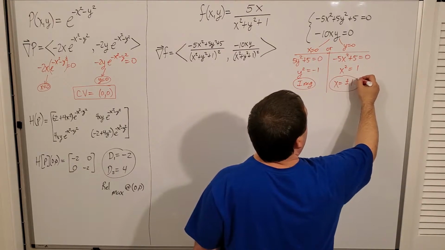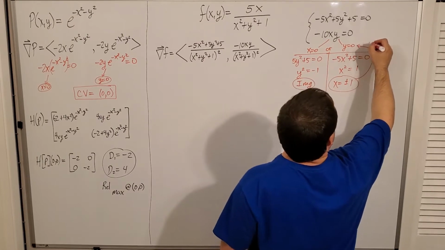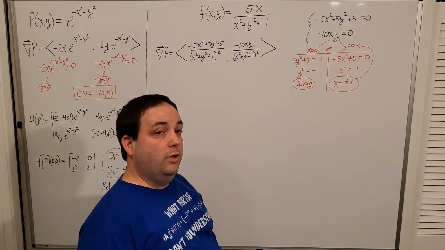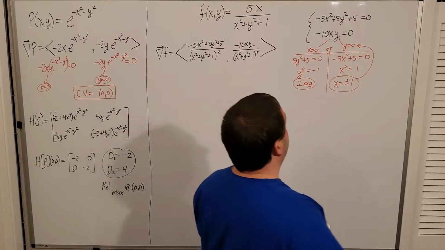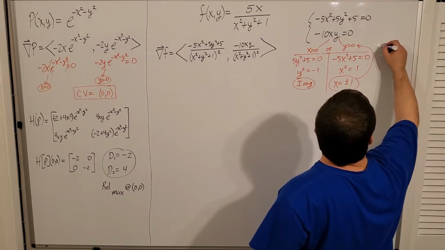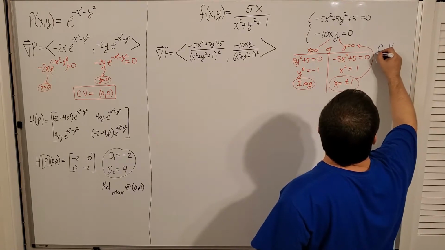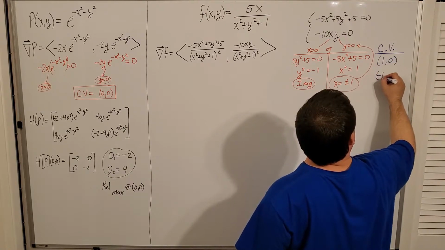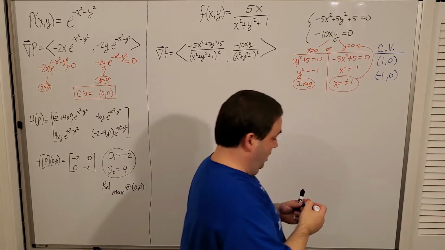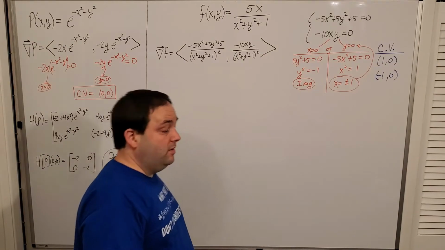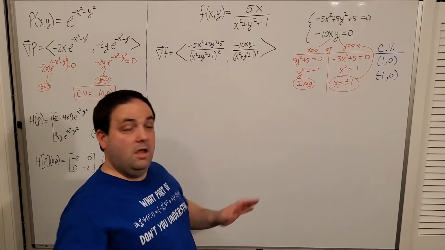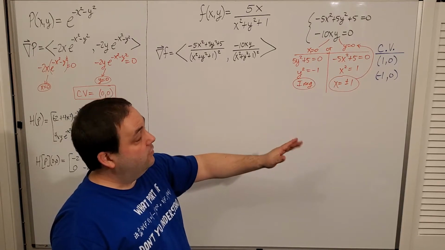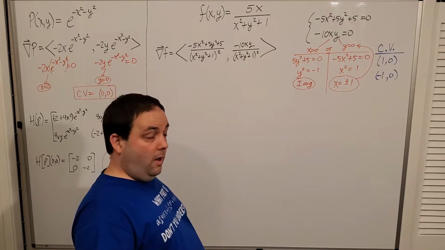I then apply that back to the point in question here, and I've located some critical values, right? So my critical values are going to be the points (1, 0) and (-1, 0). Does that mean I have one max and one min? Does it mean that they're both saddles? None of that means anything yet. I have to investigate each of those points now with the Hessian, right?